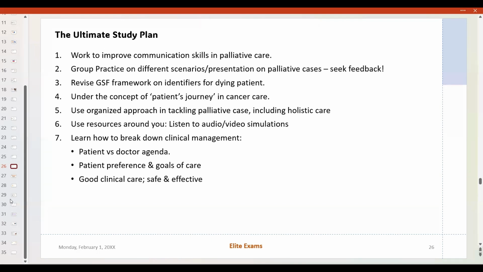Now, it's not listed as palliative care. Go in and say, oh, this is a dementia case, I'm going to watch this because it could be a palliative case. Looking for prostate cancer, breast cancer, anything that could be palliative, use the resources around you.